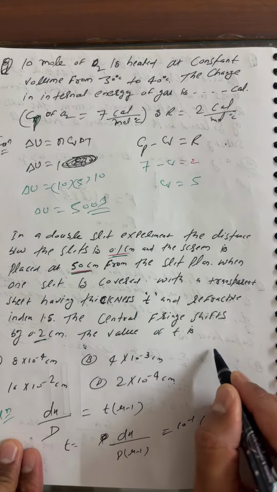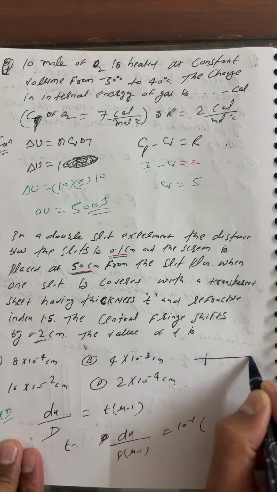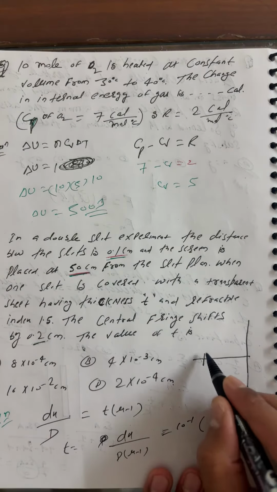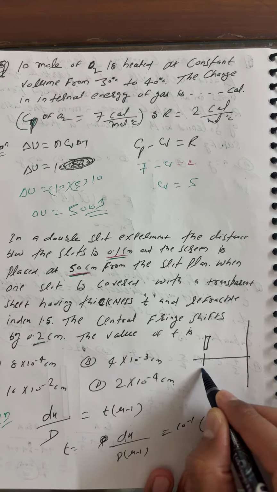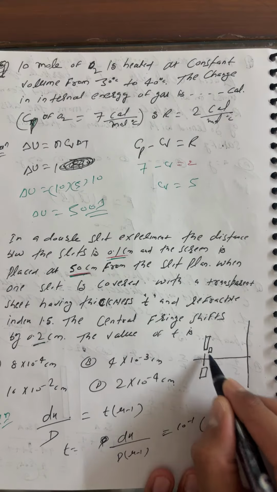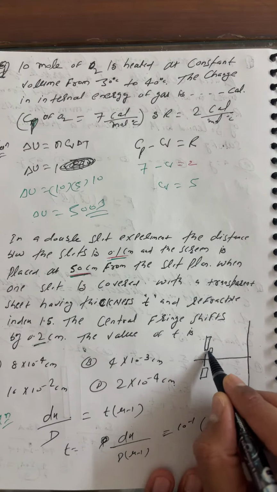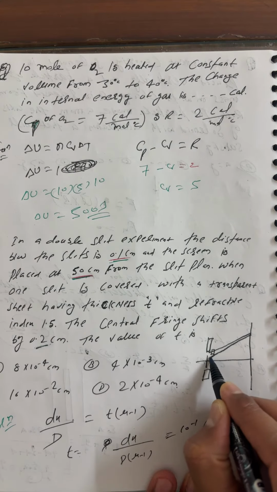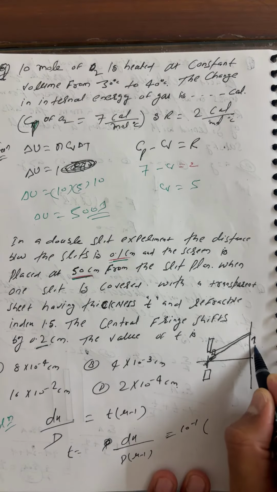Just make one diagram and you can understand easily. This is the central fringe, right? This is the slit. Once you put the sheet, the central fringe shifts to this point. So this shift is the y mentioned for us.